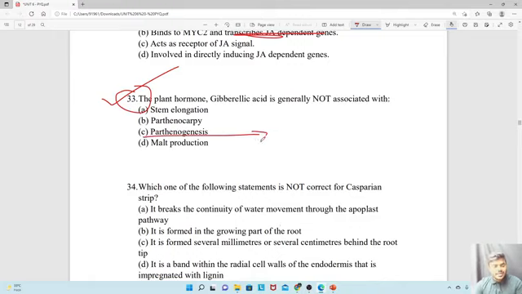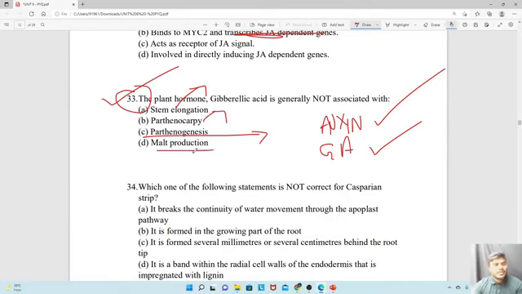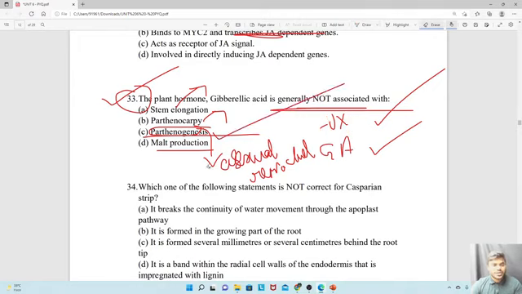33. See, the answer will be parthenogenesis. See friends, I told you hormone auxin is involved in parthenocarpy, and the hormone gibberellic acid is also involved in parthenocarpy. Anyway, gibberellic acid is exclusively responsible for stem elongation and it is involved in alcohol production, exclusively in malt production. It cannot be involved in parthenogenesis. Friends, what is parthenogenesis? It's a type of asexual reproduction. Why would a hormone be involved in this particular asexual reproduction? Not at all. Hence the answer will be C. That's good.